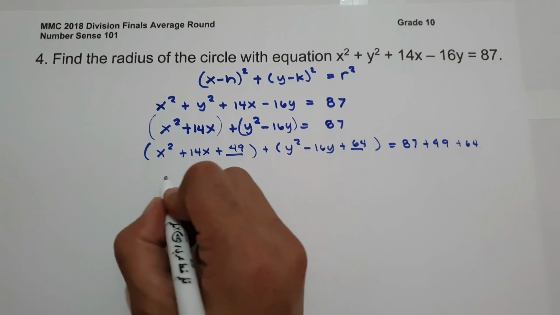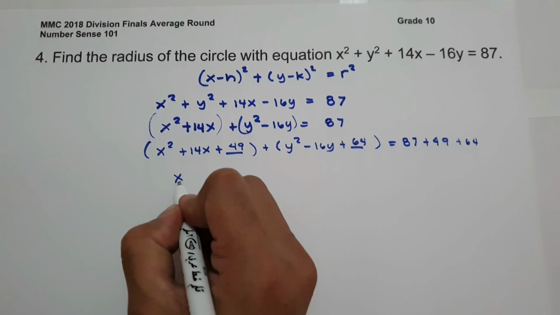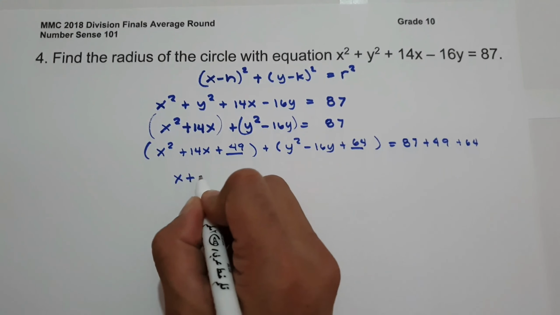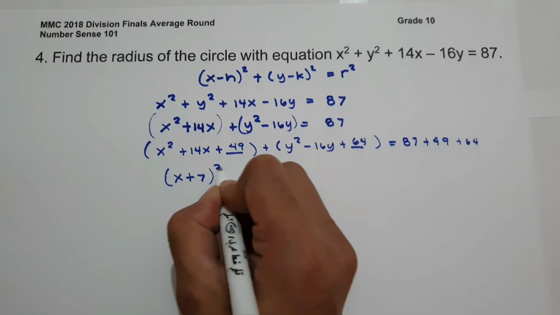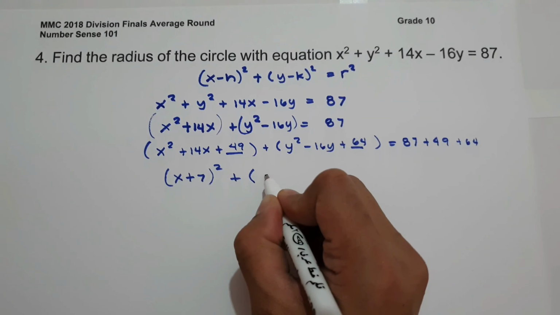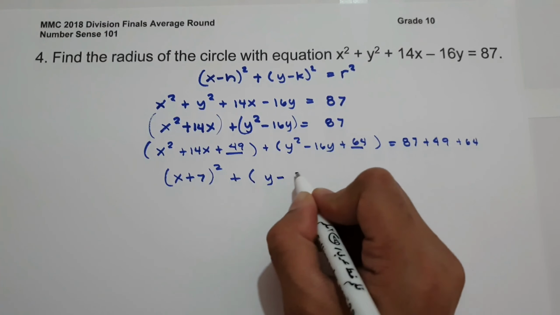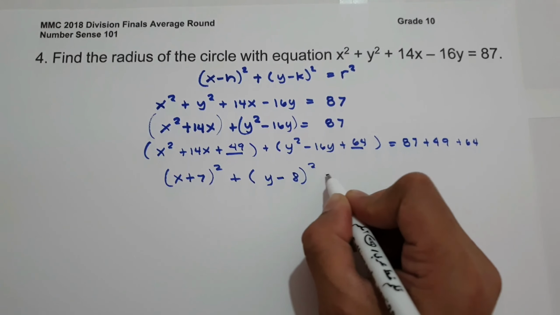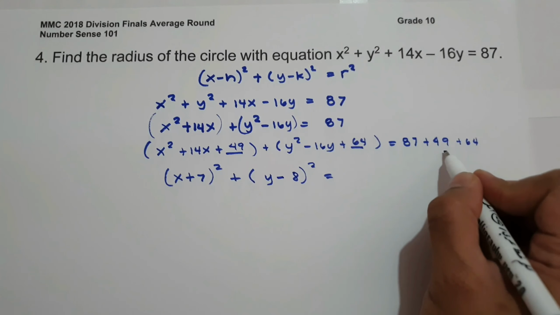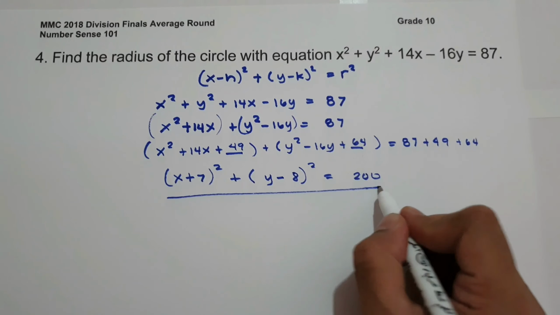And then, let us have x, the square root of x squared, that is x, and the sign of the middle term is positive. The square root of 49 is 7, and then let us have square. Plus the square root of y squared, that is y, the sign of the middle term is negative. The square root of 64 is 8, and then square. So let us add 87 plus 49 plus 64, that is 200. So this will be the standard form.